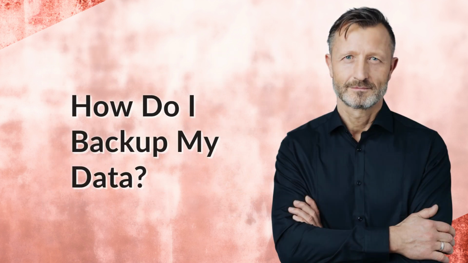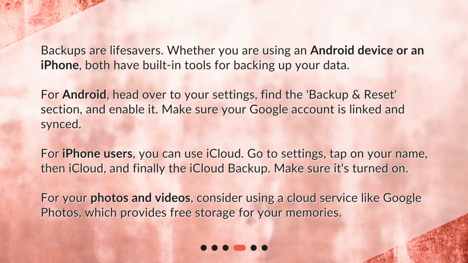How do I back up my data? Backups are lifesavers. Whether you are using an Android device or an iPhone, both have built-in tools for backing up your data. For Android, head over to your settings, find the Backup and Reset section, and enable it. Make sure your Google account is linked and synced. For iPhone users, you can use iCloud. Go to Settings, tap on your name, then iCloud, and finally iCloud Backup. Make sure it's turned on. For your photos and videos, consider using a cloud service like Google Photos, which provides free storage for your memories.